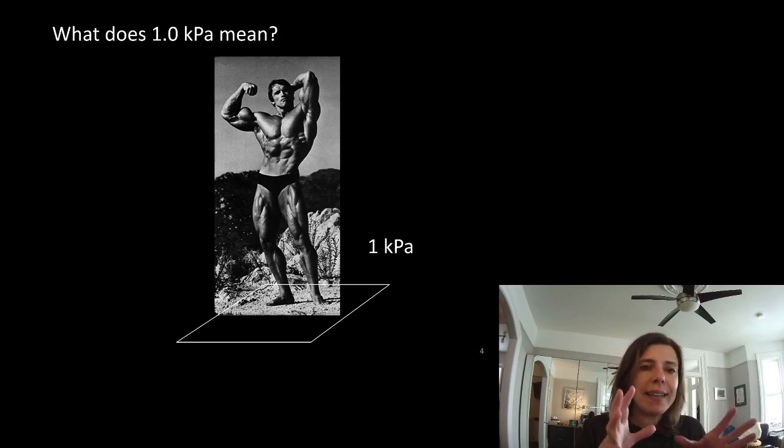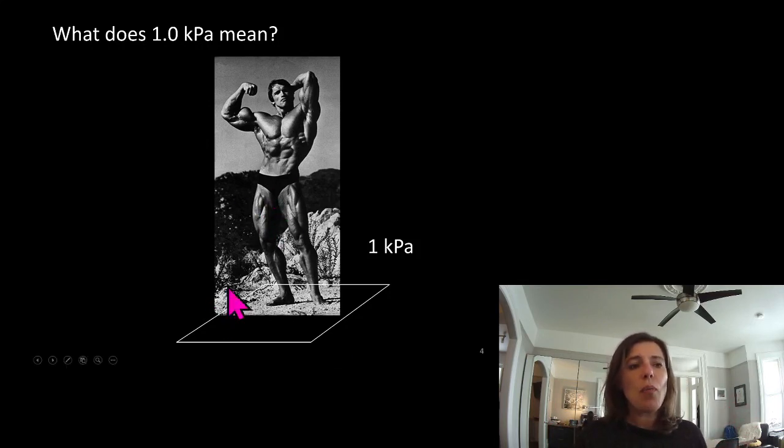Now, he's technically kind of a point load, so we're more talking about Arnold kind of spread out over that 1 meter by 1 meter squared, so 1 kilonewton over 1 meter by 1 meter squared. But this starts to give you a sense of what we're talking about when we talk about 1 kPa.